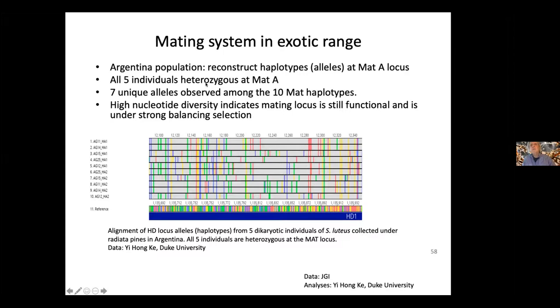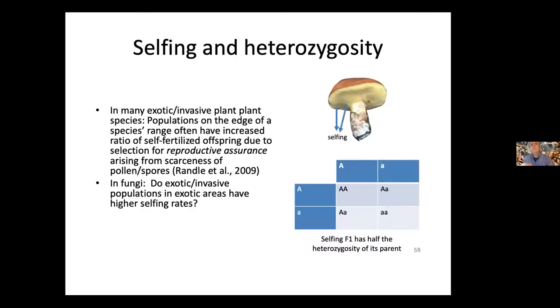All of the individuals are heterozygous at their MAT locus, as expected. And in the sample of five individuals, we find seven unique mating alleles. So that's high diversity. The mating locus here appears to be working as designed. High nucleotide diversity, suggesting that the locus is highly functional and is under strong balancing selection.